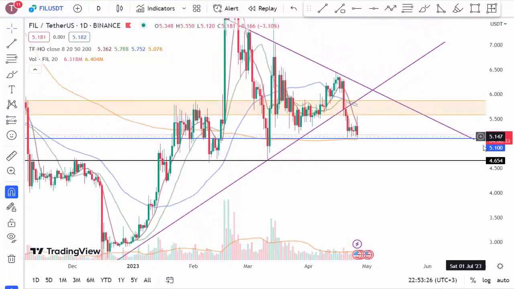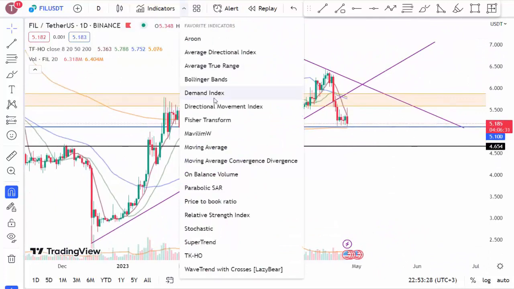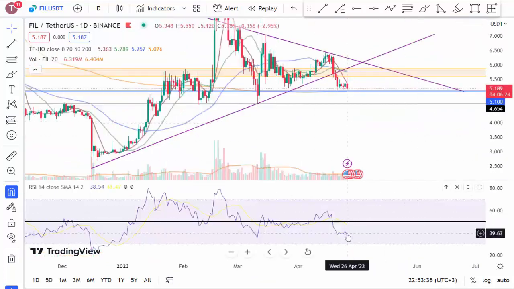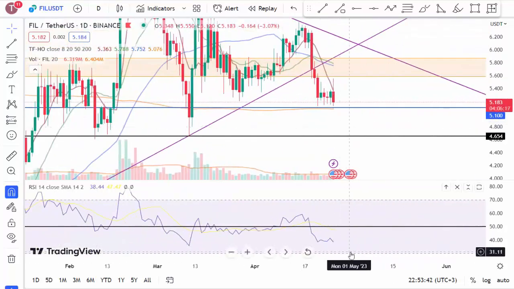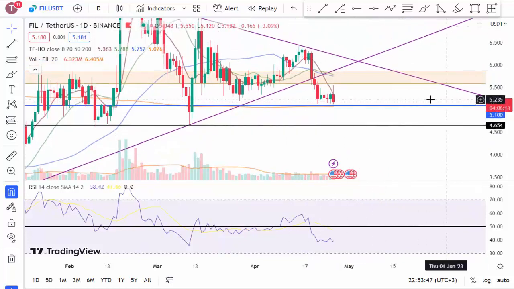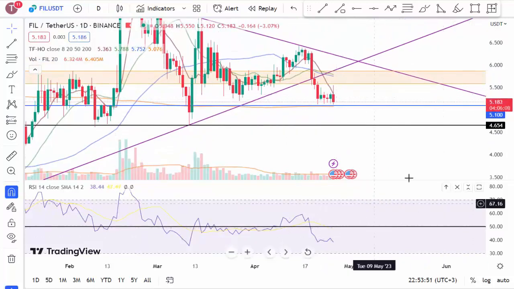If we look at our RSI indicator, we can see that RSI is currently hovering around the 39 to 40 levels. If we see a downward trend from this point, there will be a decrease in price movements. However, if it rises towards the 50 level, it is possible for us to see an upward movement again.